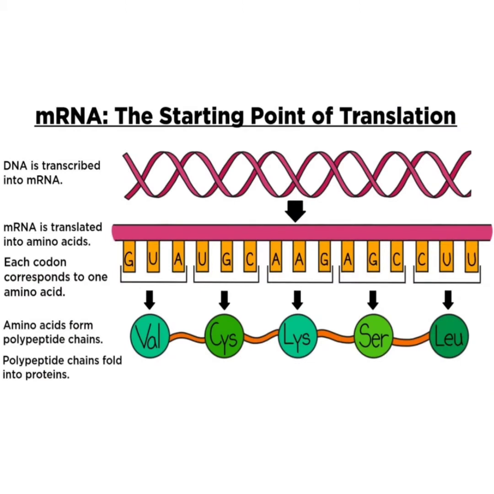DNA is transcribed into messenger RNA. Messenger RNA is translated into amino acids. Each codon, which consists of 3 nitrogenous bases, corresponds to 1 amino acid. Amino acids form the polypeptide chain. Polypeptide chains fold together to form the proteins.